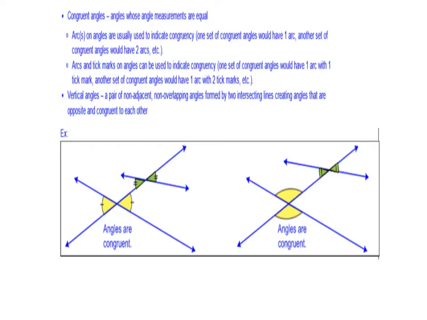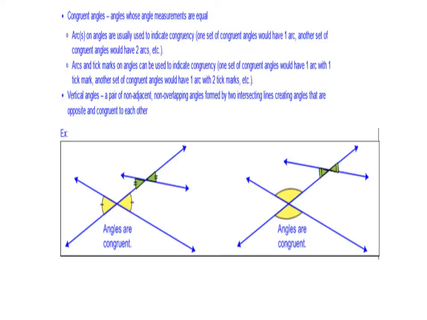Arcs on angles are usually used to indicate congruency. One set of congruent angles will have one arc, and another set of congruent angles will have two arcs. These are the arcs they're referring to. Arcs and tick marks, and the tick marks are the little individual marks. Tick marks on angles can be used to indicate congruency. One set of congruent angles will have one arc with one tick mark, and another set of congruent angles will have one arc with two tick marks, etc.